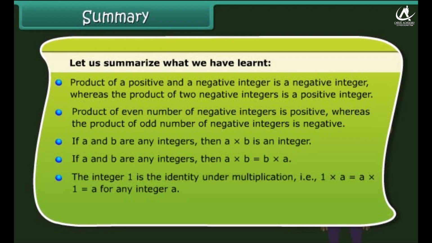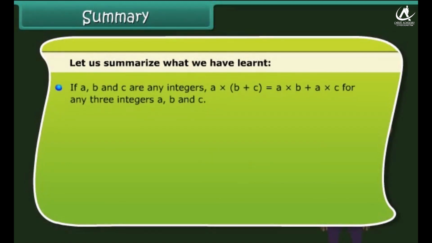If a, b and c are any integers, then a into (b into c) is equal to (a into b) into c. If a, b and c are any integers, a into (b plus c) is equal to a into b plus a into c for any three integers a, b and c.